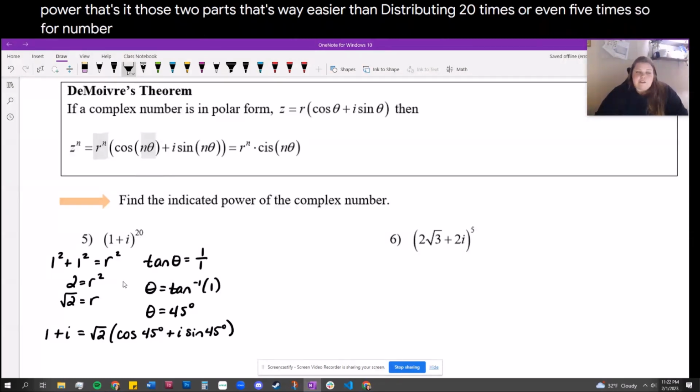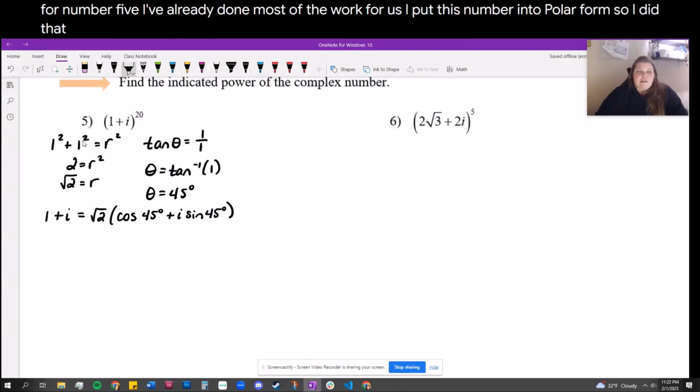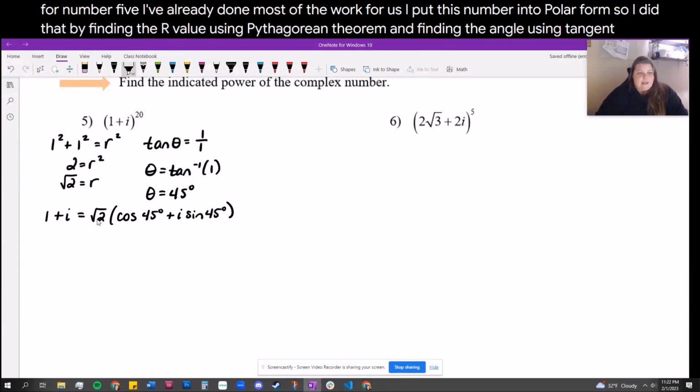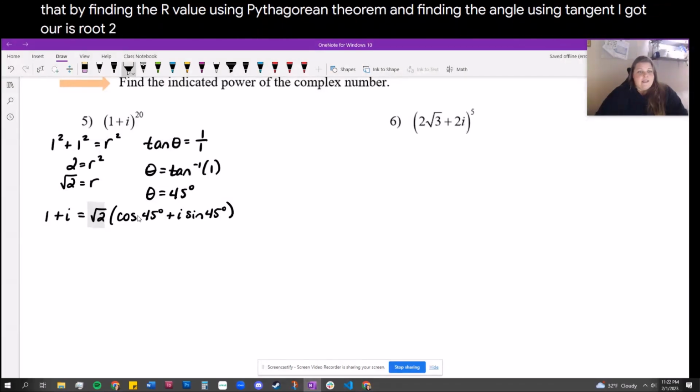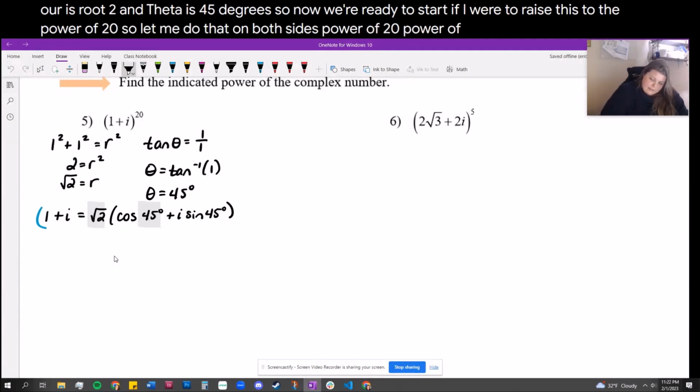So for number 5, I've already done most of the work for us. I put this number into polar form. So I did that by finding the r value using Pythagorean theorem and finding the angle using tangent. I got r is root 2 and theta is 45 degrees. So now we're ready to start. If I were to raise this to the power of 20, so let me do that on both sides. Power of 20, power of 20.